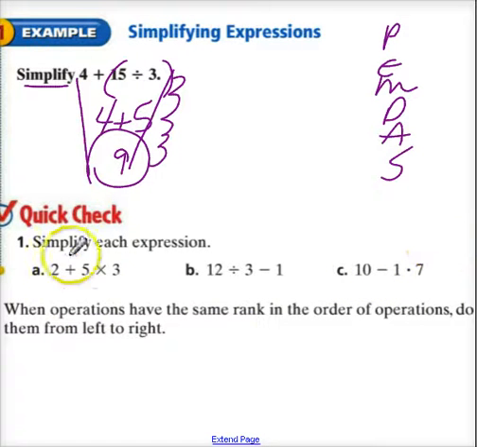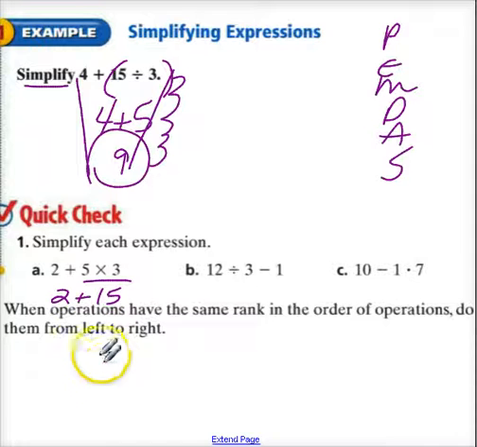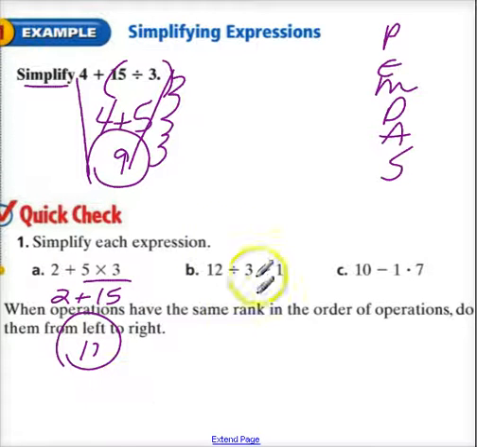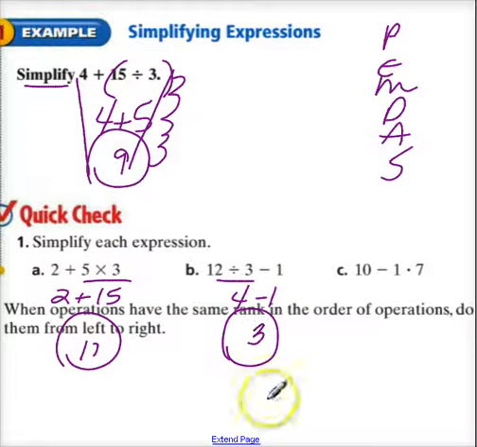Here's another example. 2 plus 5 times 3. Multiplying comes first. 5 times 3 is 15. Rewrite what I have. 2 plus 15 is 17. Circle my answer. 12 divided by 3 minus 1. I'm doing division first. 12 divided by 3 is 4. Minus 1 is 3.